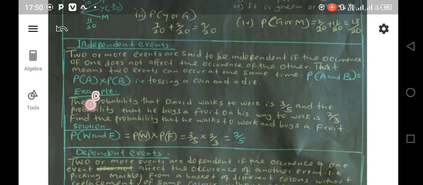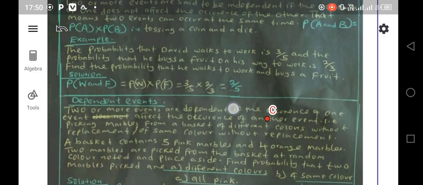An example: the probability that David walks to work is 3 over 5, and the probability that he buys a fruit on his way to work is 2 over 3. Find the probability that he walks to work and buys a fruit. In this question, we have two events happening differently: the probability of walking to work and the probability of buying a fruit. So the probability of walking to work is 3 over 5 times 2 over 3 of buying a fruit, to get 2 over 5. Those two events happen differently.